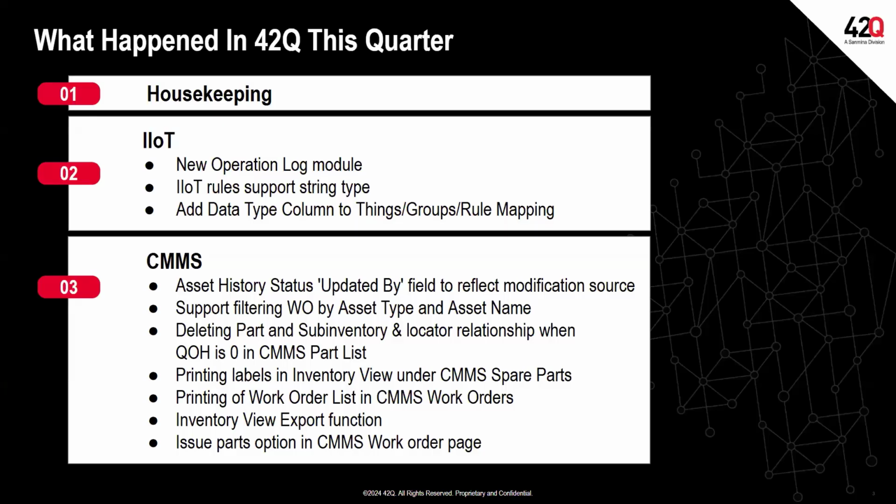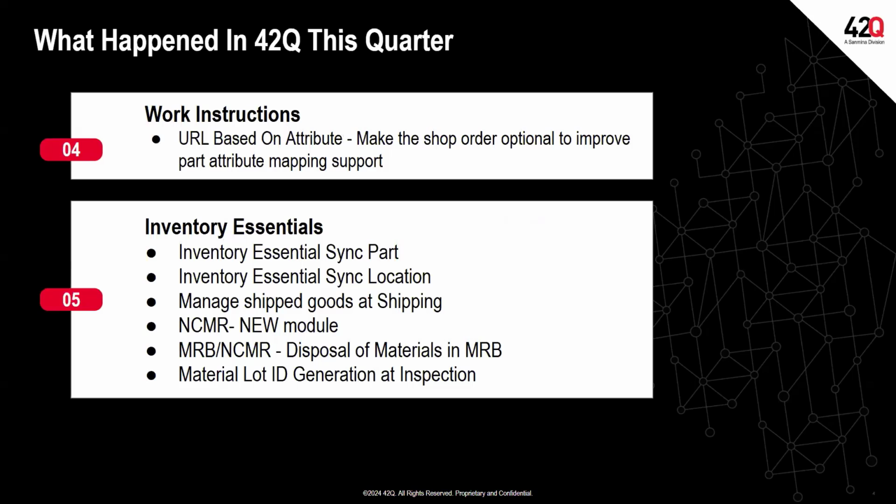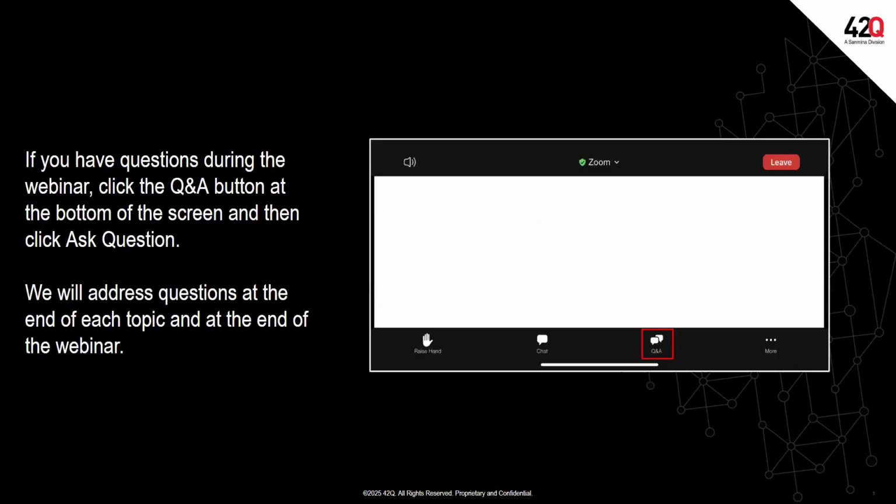So first, we'll cover some housekeeping, and after that, the four main features that we will be looking at this quarter are IIoT, CMMS, work instructions, and inventory essentials. So let's quickly get into it. In the meantime, if you have any questions, please drop them in the Q&A section, and towards the end, I will be answering them.